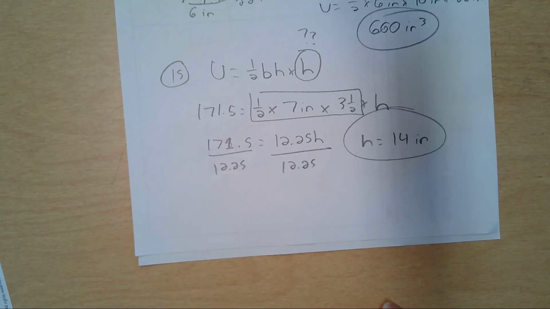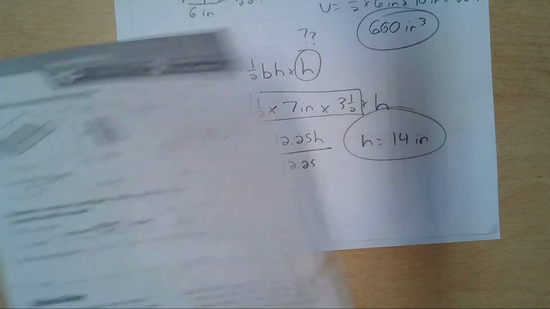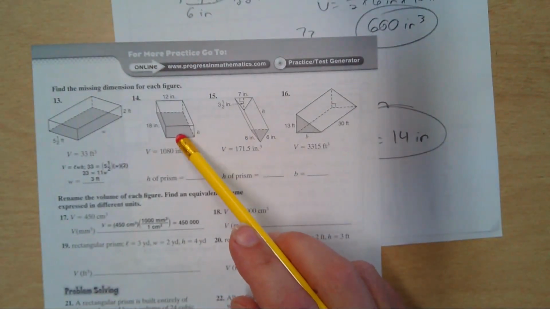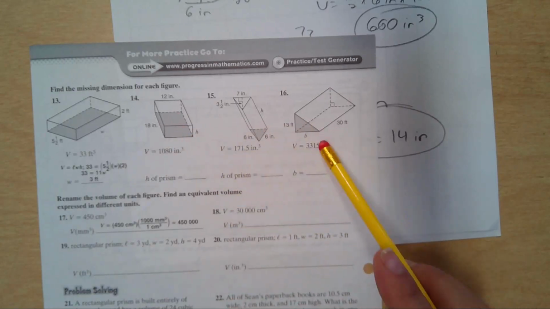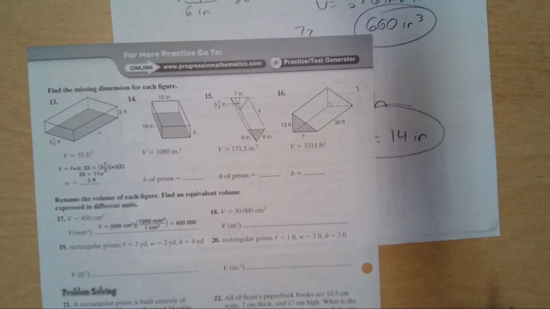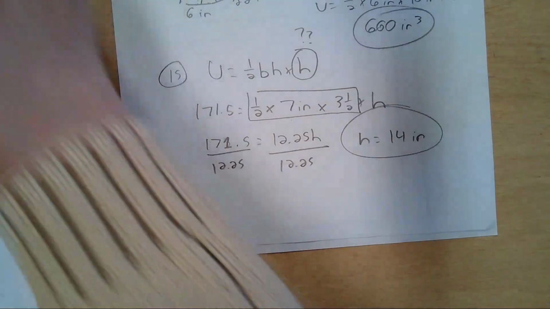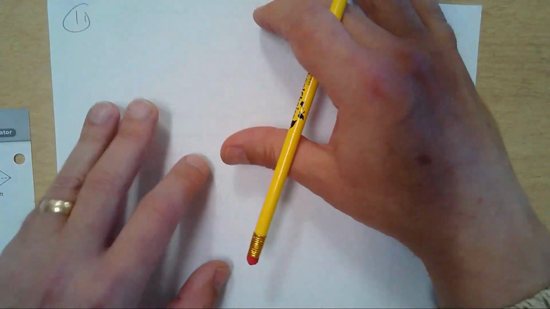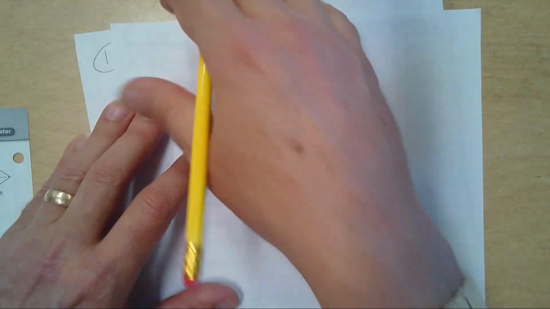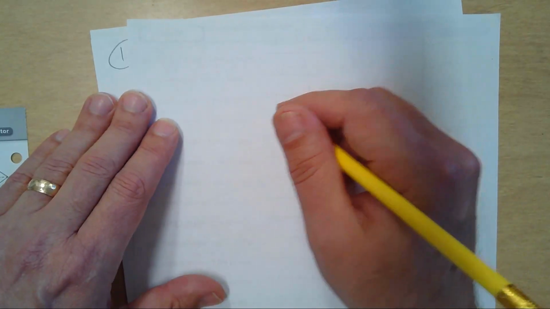So to find any of these missing things here, that's of course a rectangular prism, so use the rectangular prism formula. That's a triangular prism, so use the triangular prism formula here. Can we practice? I'll just sketch one out here for you. I'll let you practice one. I'll give you a rectangular and a triangular. How's that?